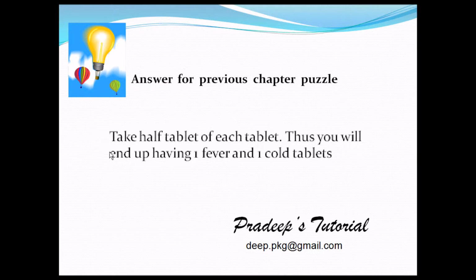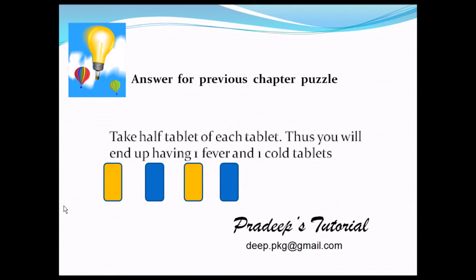If it is still confusing, I have this diagram. Suppose this yellow one is for cold and blue is for fever. If you take half of each tablet, yellow half means you'll get one half of a cold tablet, and in the same way half of blue, so you'll get one full cold and one full fever tablet. Hope this is clear now. We'll move to our session now.